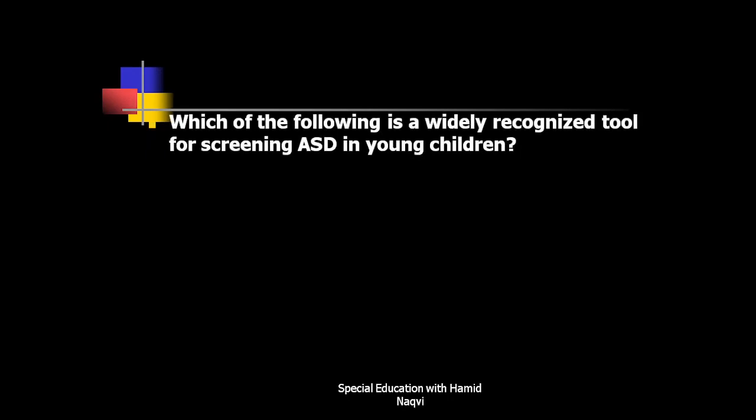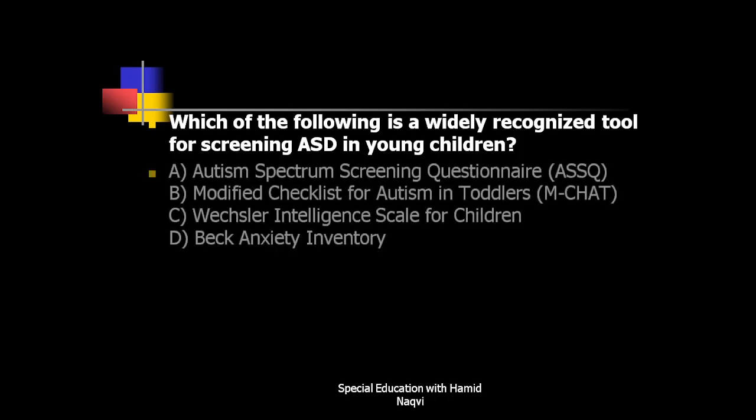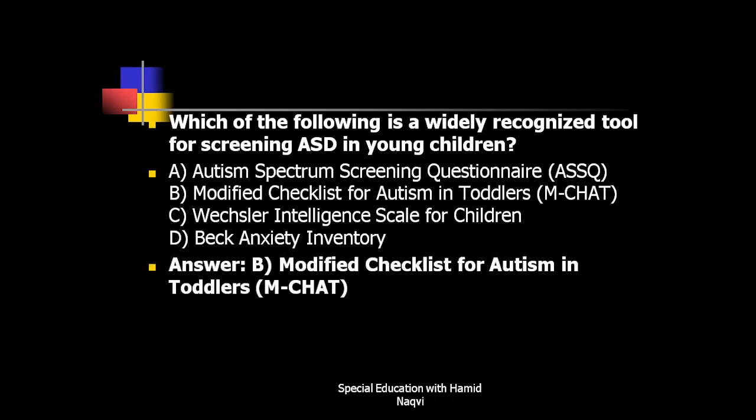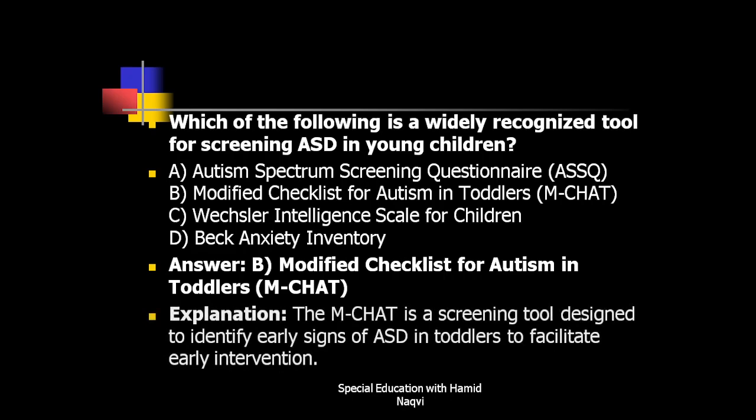Which of the following is a widely recognized tool for screening ASD in young children? Autism Spectrum Screening Questionnaire, Modified Checklist for Autism in Toddlers, that is M-CHAT, Wechsler Intelligence Scale for Children, or Beck Anxiety Inventory. Correct is B, that is Modified Checklist for Autism in Toddlers, in short M-CHAT. The M-CHAT is a screening tool designed to identify early signs of ASD in toddlers to facilitate early intervention.